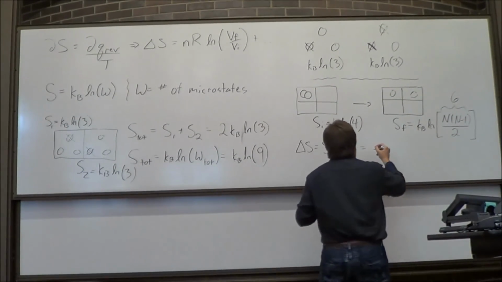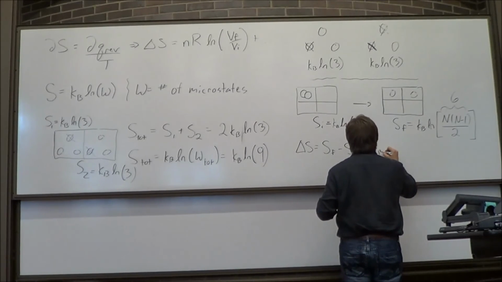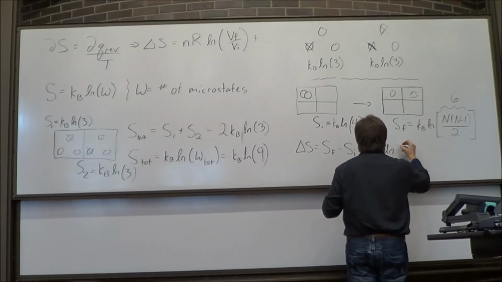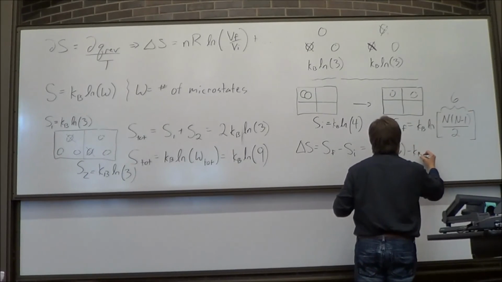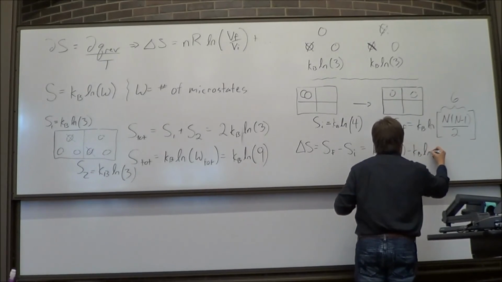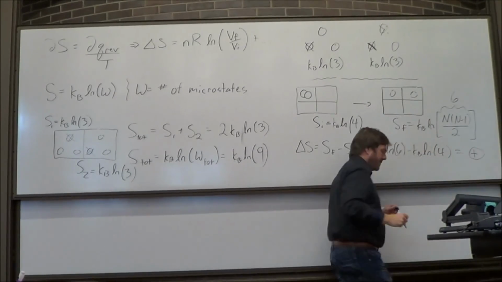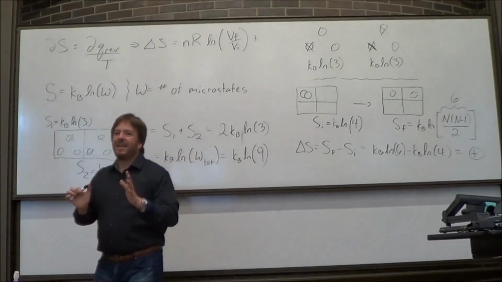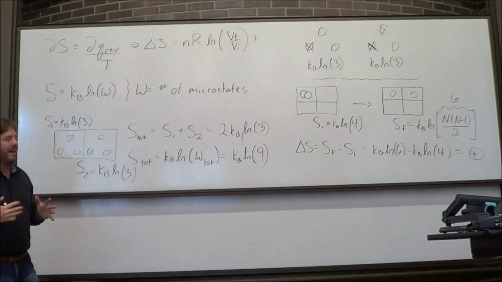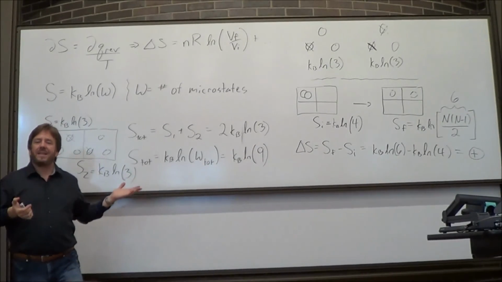So anyway, okay, so I've got KB, LM, 6 minus KB, LM, 4. And so that's, the main thing is that it's positive. Okay. That's really all I wanted to show you is that, yeah, I mean, it makes sense.